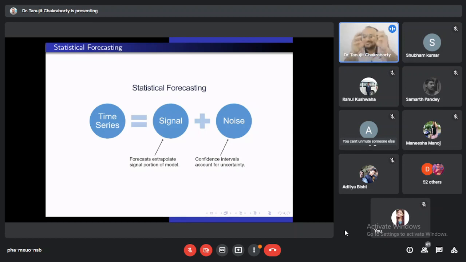The time series is nothing but signal plus noise. What is signal? We forecast by extrapolating the signal portion of the model and building a model on that.